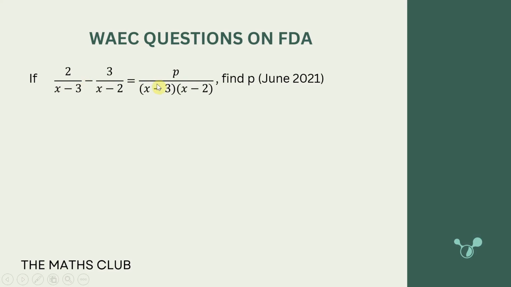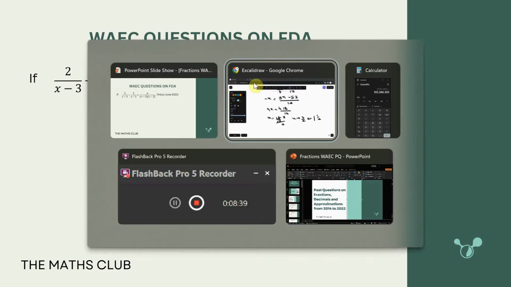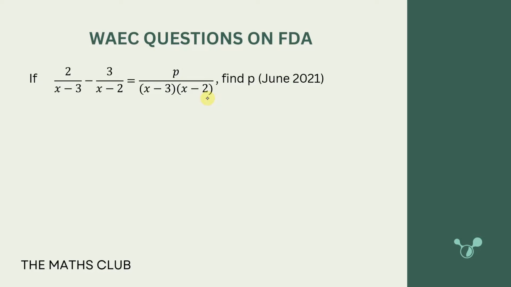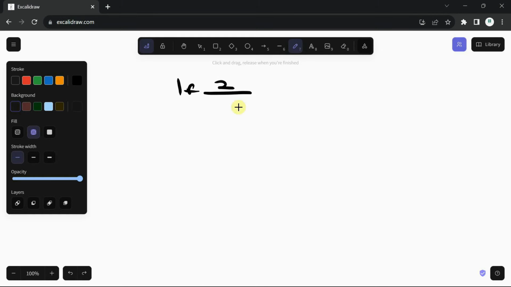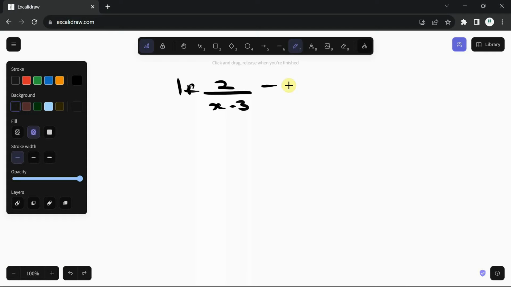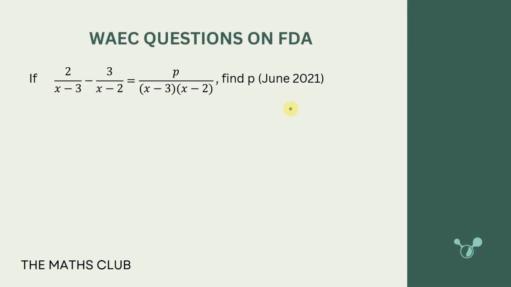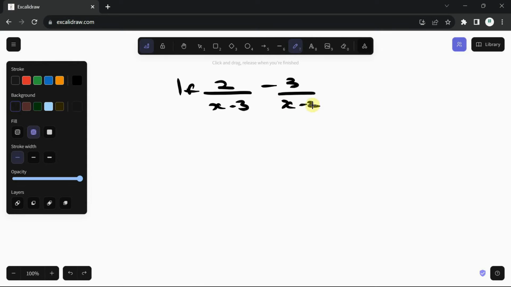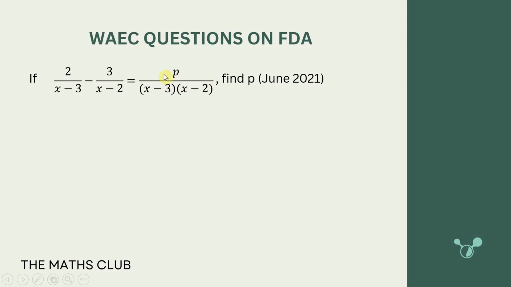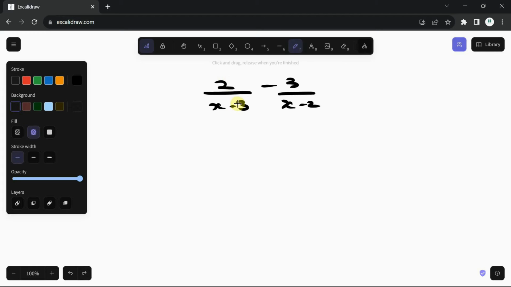2 is equal to p over (x minus 3)(x minus 2), find p. So let's put it into words. So we have 2 over x minus 3 minus 3 over x minus 2, right? So this is basically what we need to focus on. I put the "if", but let me remove it. Right, this is basically what we need to focus on. Then we'll compare it with this answer when we are done, right?